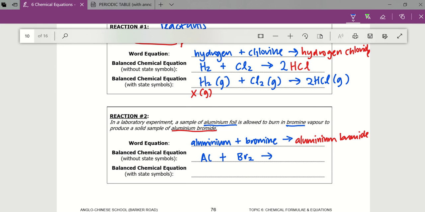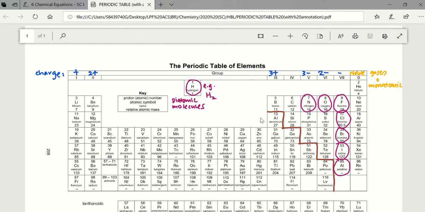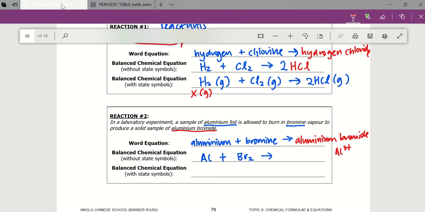Okay, and we will get aluminum bromide. For aluminum bromide, please recognize that it is a metal and a non-metal. That's why it is an ionic compound. So let's look at the charges of each of the ions. For aluminium, it is Al3+ because it is in group 3. So you can see from the periodic table that aluminium is here, group 3, that's why it has a charge of 3+. Okay, and for bromine, it is in group 7.